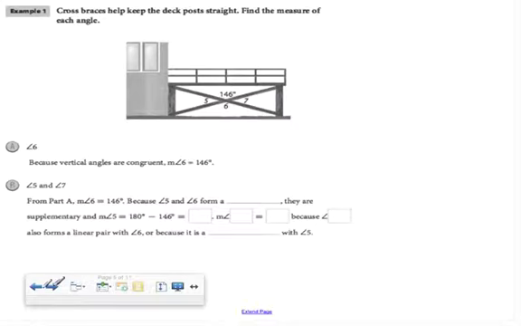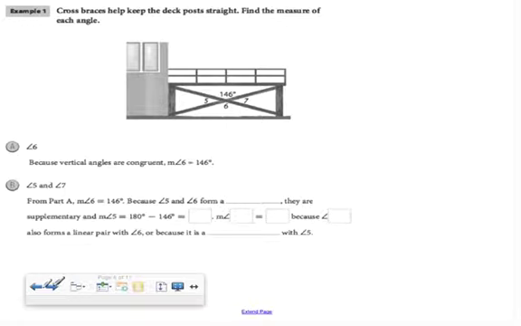So we're using these properties of vertical angles and linear pairs in order to find missing angle measures in our diagrams. So in example 1, part A, we're asked for the measure of angle 6. Notice their reasoning, because vertical angles are congruent, angle 6 will also equal 146. In part B, we're trying to find the measures of angles 5 and 7. We know that they will be congruent because they are also vertical angles.